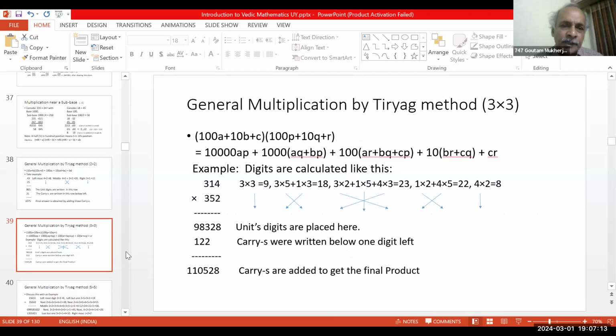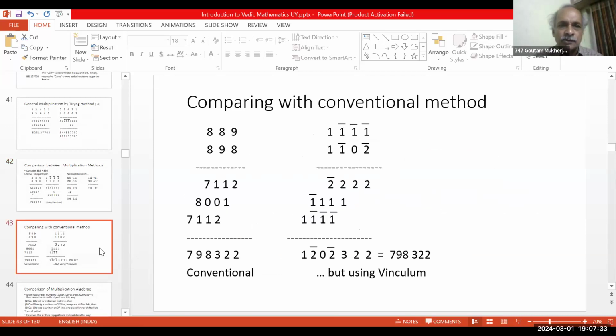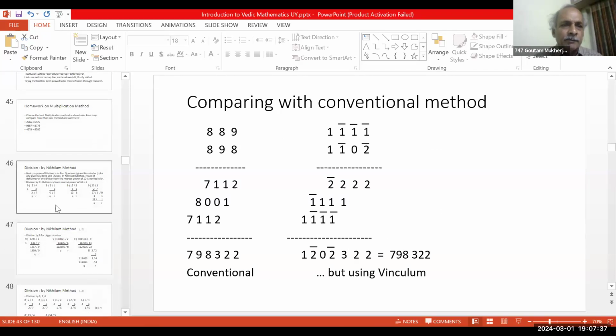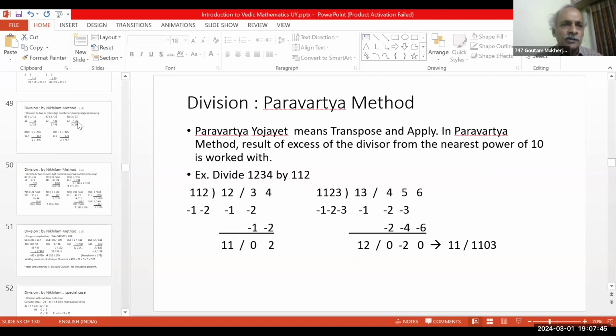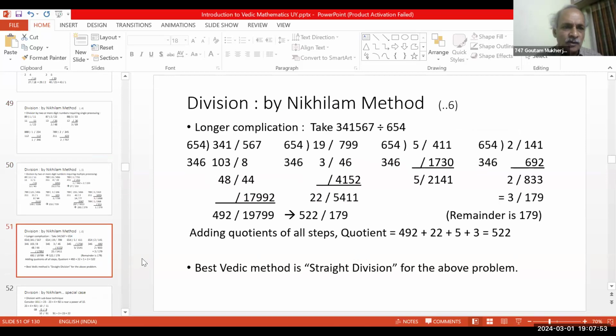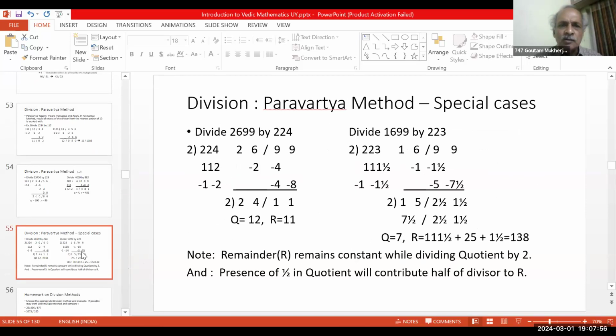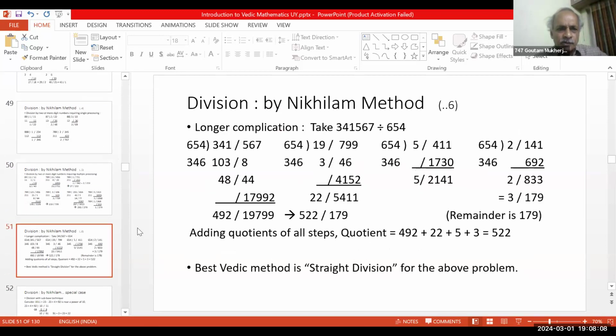Nowadays it is being taught in different formats. I found some school students drawing squares with corners, but basically it is doing the same thing. Then we compared all these different multiplication methods, and the conventional method was also compared. And then we came to division, with single digit or multiple digits. Some very special cases were also discussed, the special cases of the Paravartya method and the special case of the Nikhilam method.